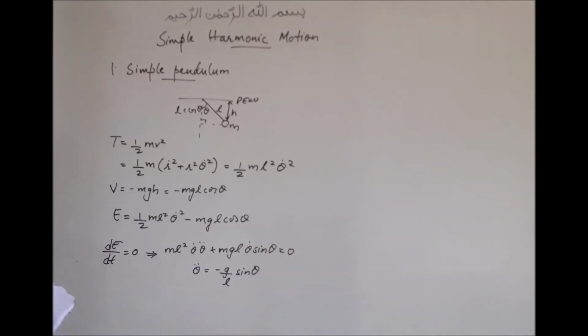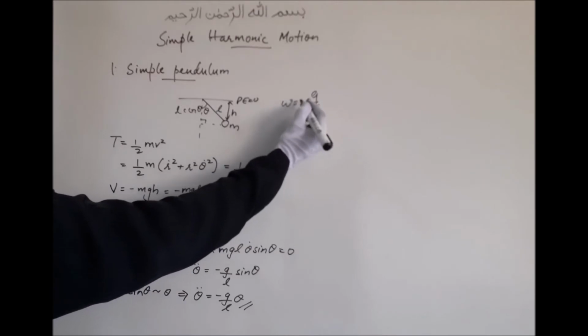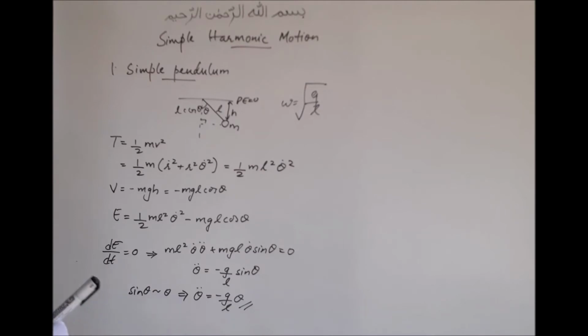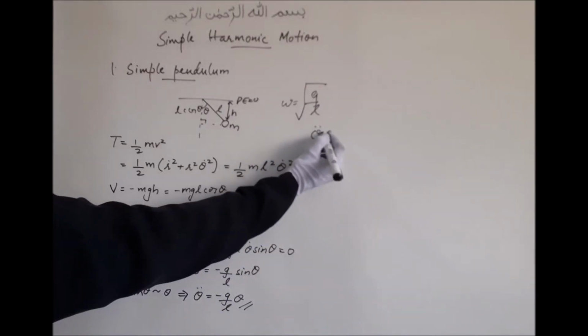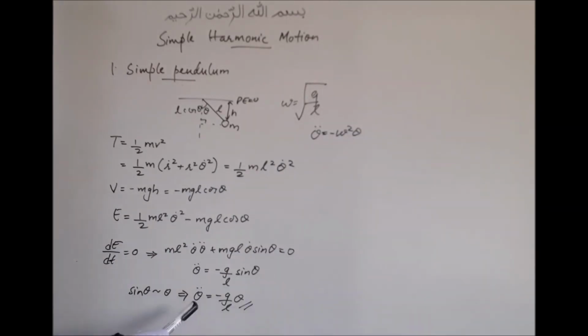For small angles, we can take sine theta almost equal to theta, and we will have theta double dot is equal to minus g by L into theta. This is the equation of simple harmonic motion. We can write this g by L as omega squared, or omega is equal to root g by L. Then theta double dot will be equal to minus omega squared theta. Now this is the equation of simple harmonic motion.